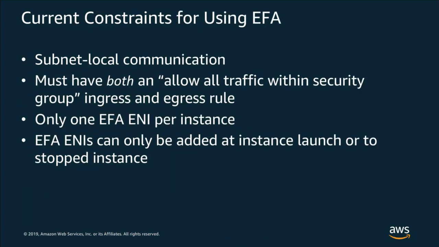There are a few constraints required with this release of EFA. I don't think any of these are a true constraint for the typical HPC workload. The first is that EFA communication is confined to just one subnet. If you have 2 instances in 2 different subnets, even if they both have an EFA device, they can't talk to each other. The second is that you have to add a security group to both the ingress and egress rule of a security group to allow all traffic between instances. If that's confusing, then you'll want to refer to the EFA documentation because this point is critical.